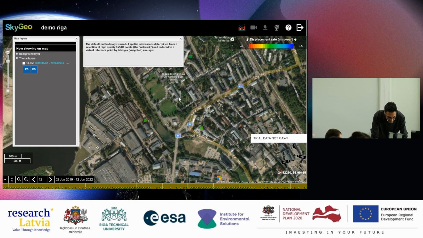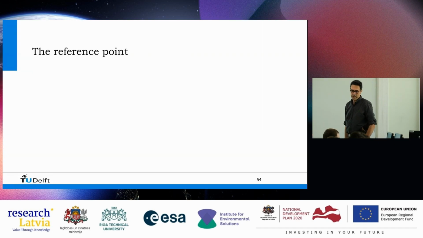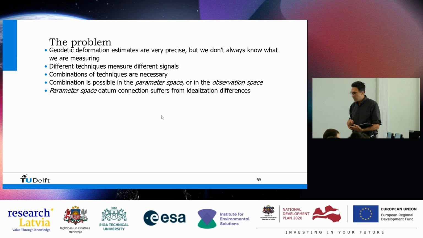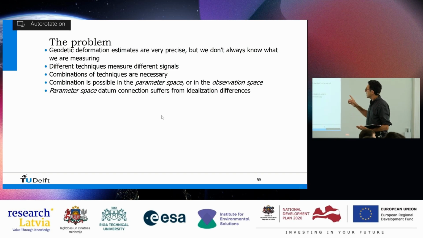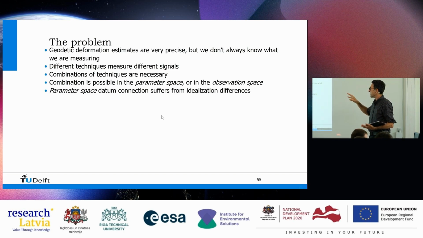Related to that reference point is also my next presentation that I would like to give, and maybe I should do that now right away because it connects to this, and particularly deals with the reference point. So what is the problem? We have deformation estimates which are very, very precise. We know that, but the problem is that we don't always know what we are measuring. We don't know where that point is.